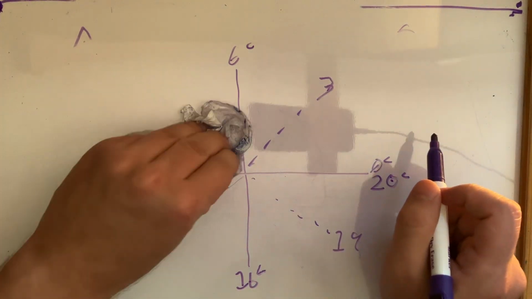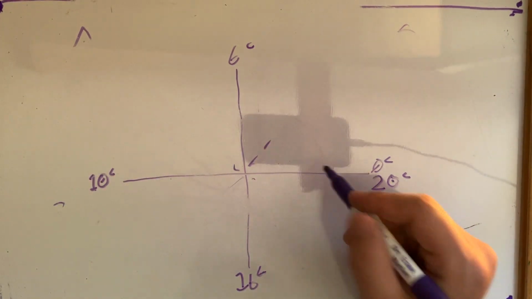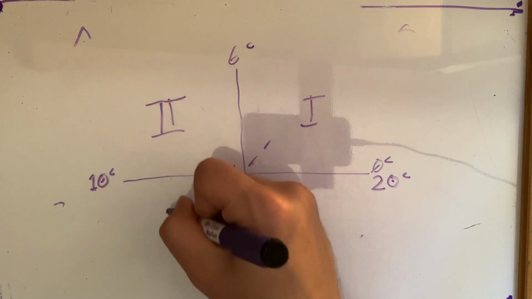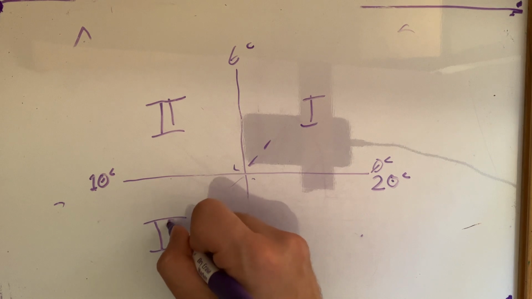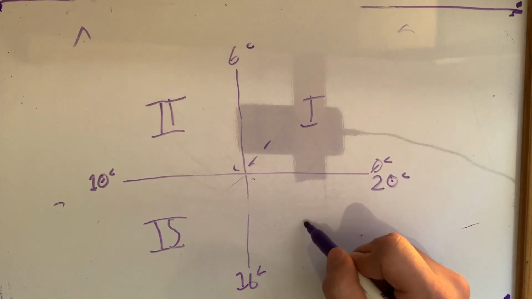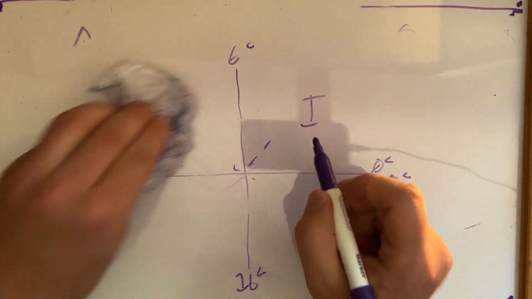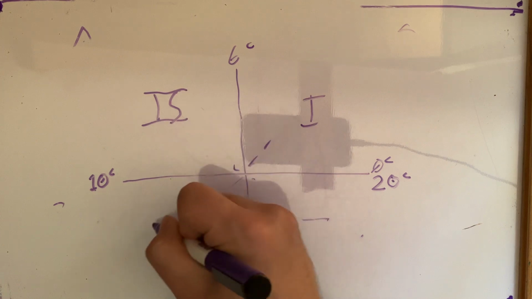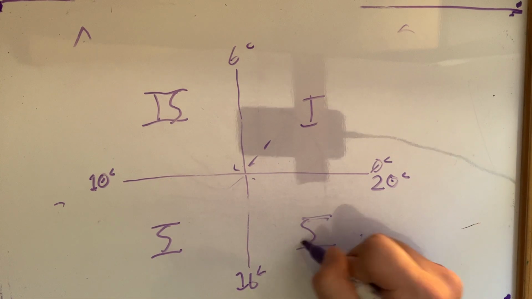So you don't have to do math to figure out where in quadrant 2, 3, or 4. This is quadrant 1, quadrant 2, quadrant, I don't know. I've been trying to figure out what Roman numerals would be. This is quadrant 3. This is quadrant 4.